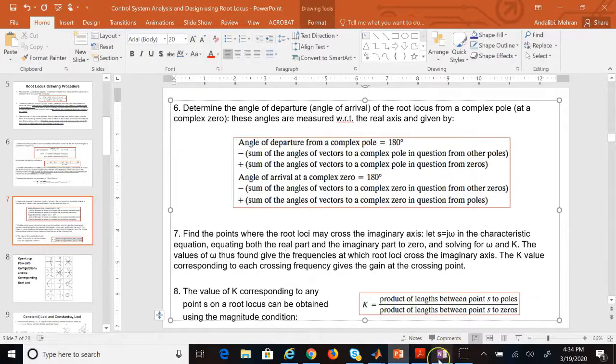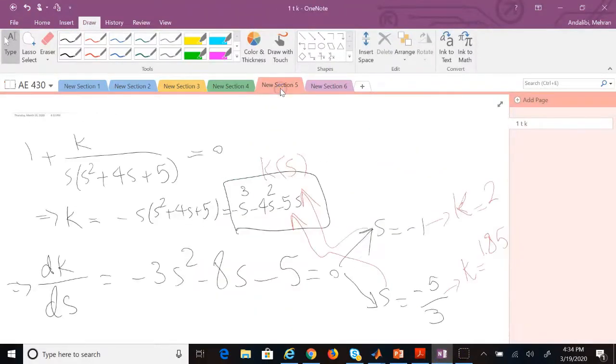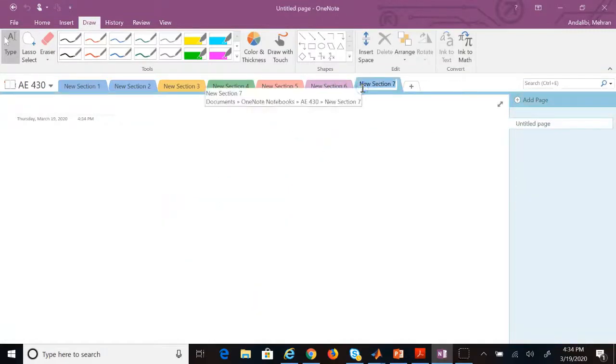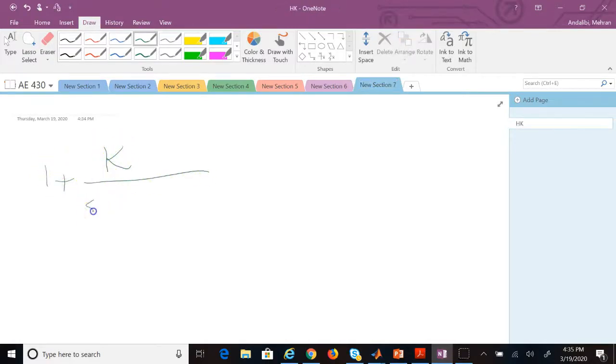So in our example, what is my characteristic equation? The characteristic equation is this one in the box, or this one that I wrote here, the second line. These are equivalent. So let me write it again somewhere else for you. My equation is 1 plus k over s times s squared plus 4s plus 5 is equal to 0. This equation is valid for any point on the Root Locus, including the intersection with the imaginary axis.